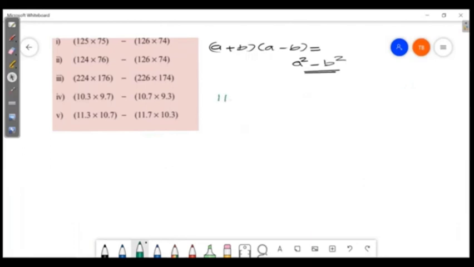Last question: 11.3 into 10.7 minus 11.7 into 10.3. Same, we have to compute the answer using the same method.